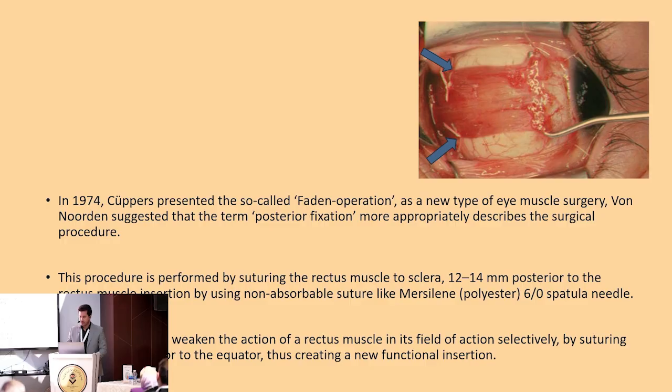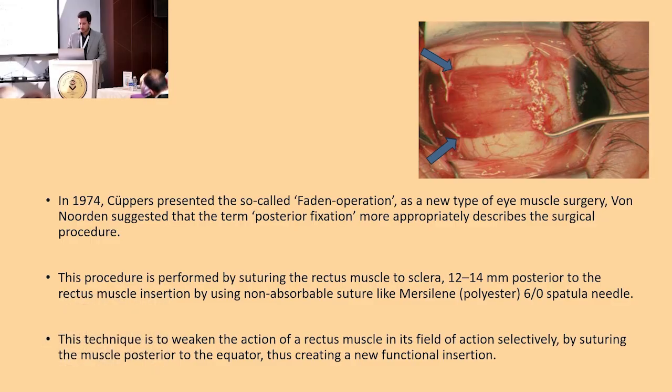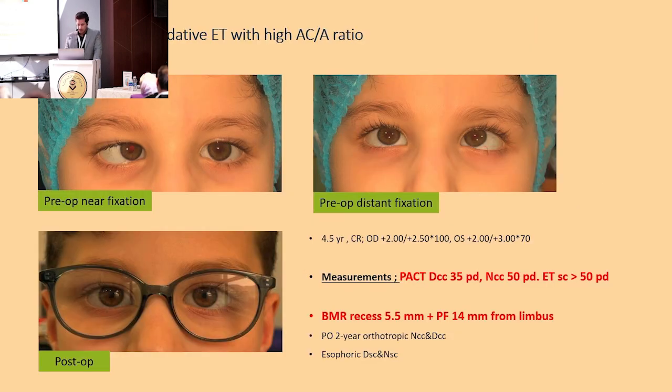For example, if we put the posterior fixation suture on the medial rectus muscle, it has been found that the effect in the primary position is very little, and its main effect will be evident when the eye moves toward adduction, into the field of the medial rectus muscle, by creating a new functional insertion. I will show some of the cases that I have done in the last 2 years.